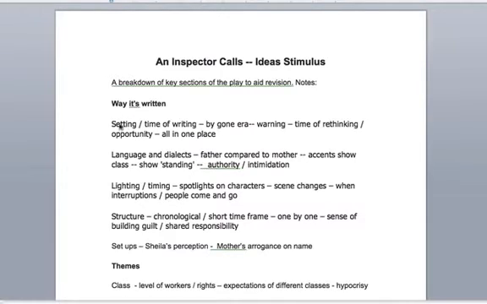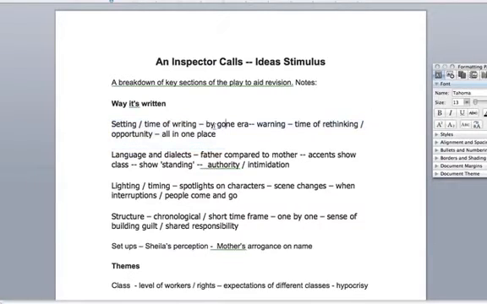Well, there's a big difference in the time it's set to the time it was written. So obviously what's actually on stage is set in 1912, but he's writing it in 1945 at the end of a war, so it's a real change. So even for people after the war, this would have seemed like a real bygone era.